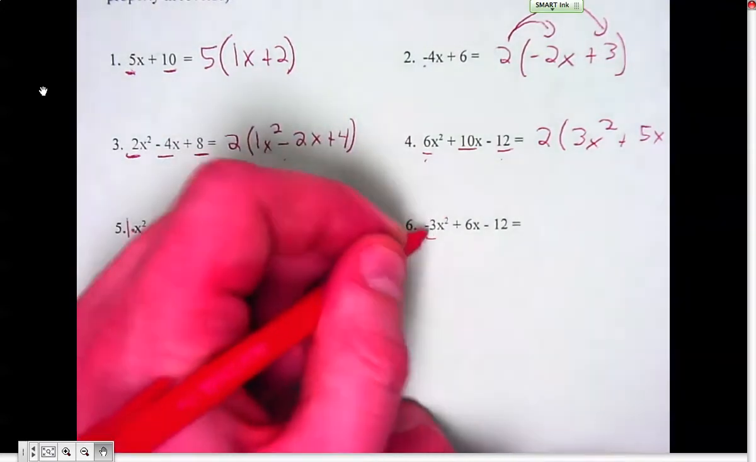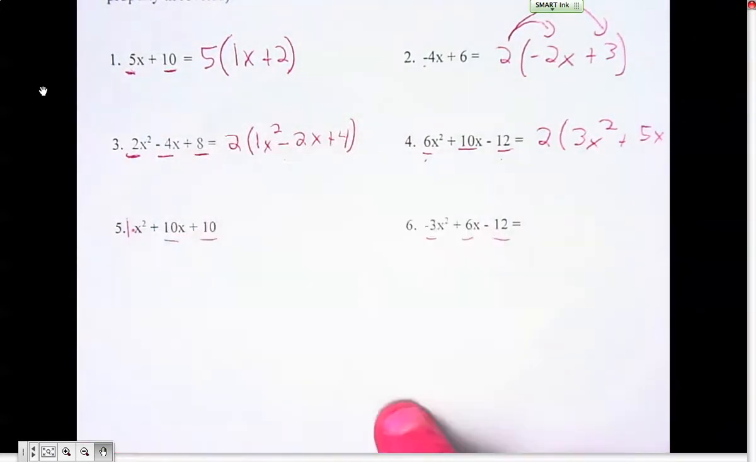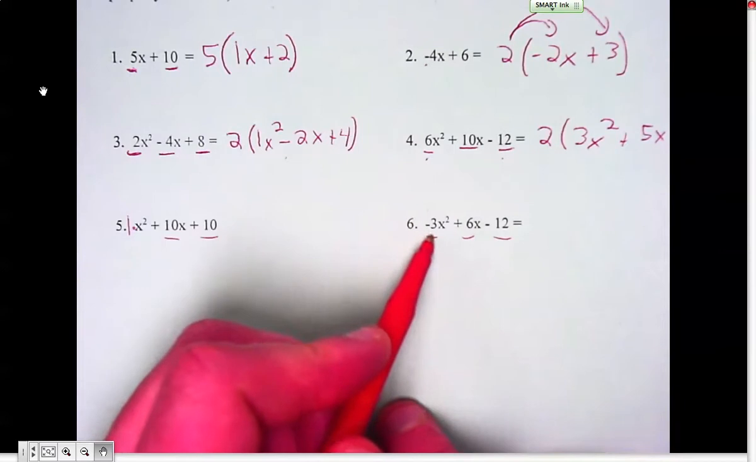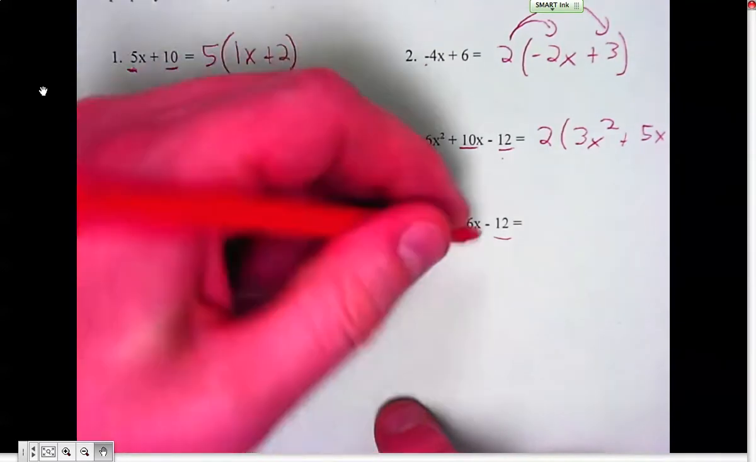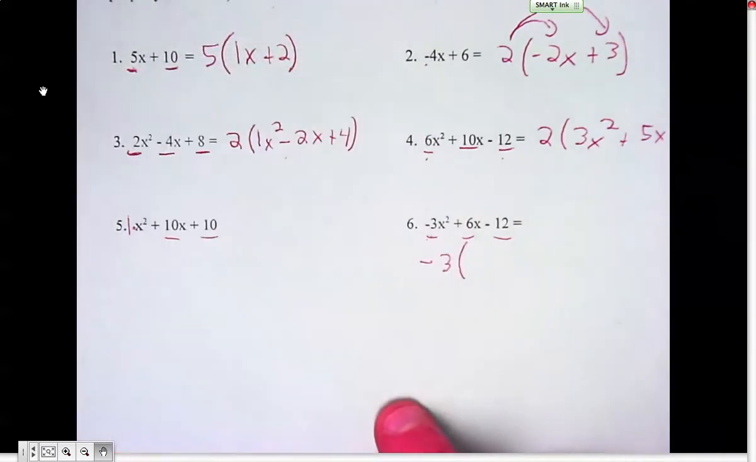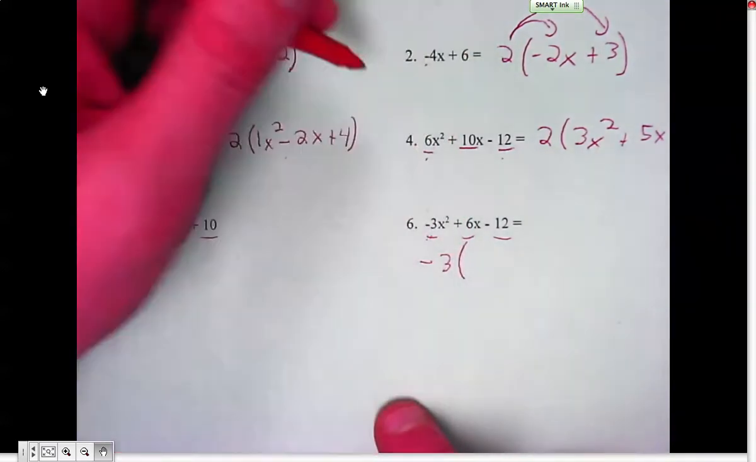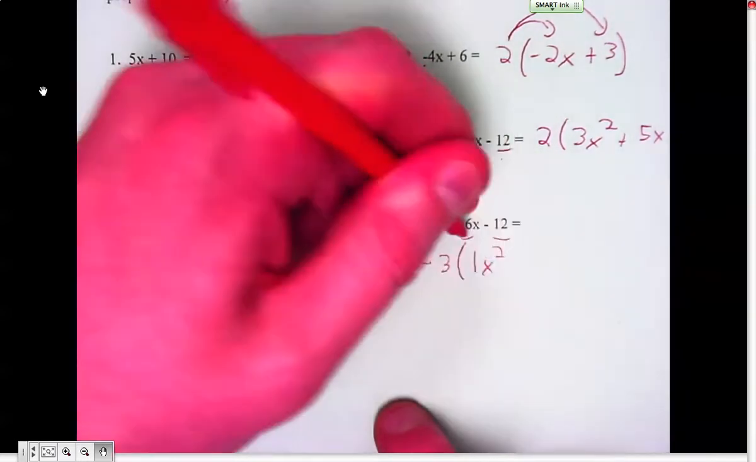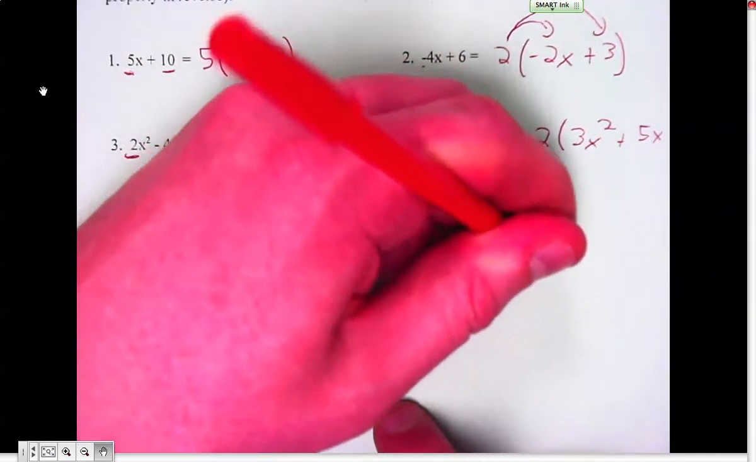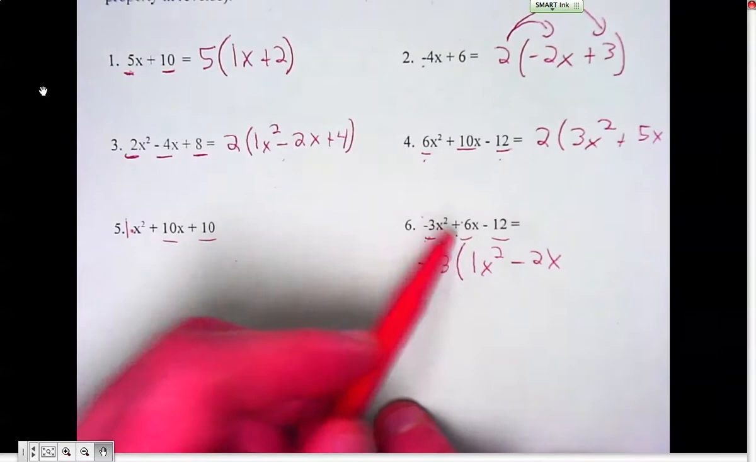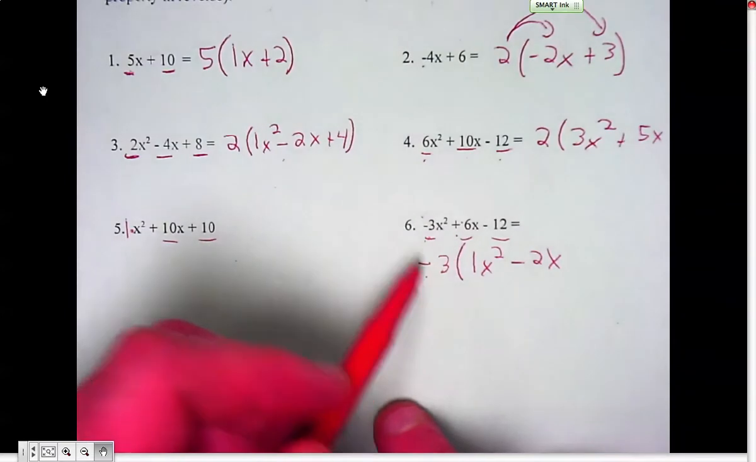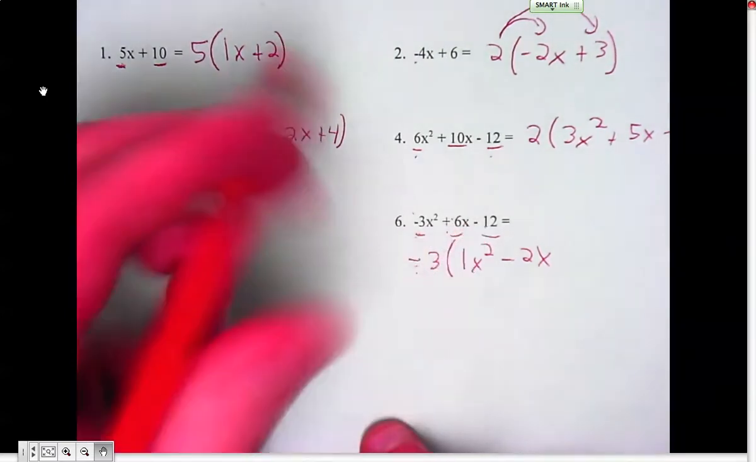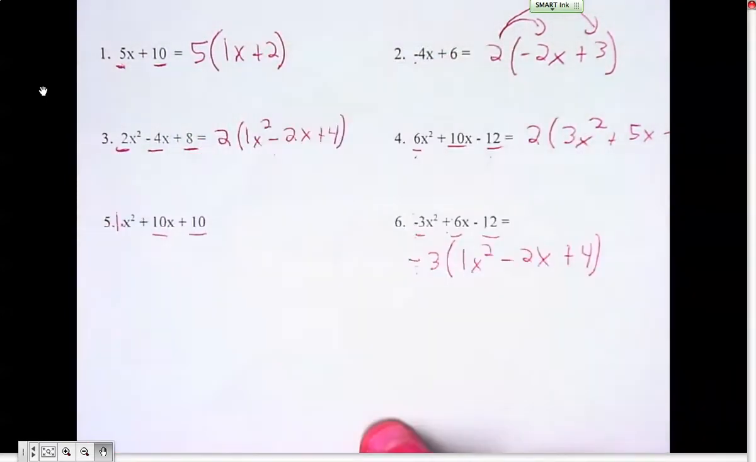Next one, we're looking at a 3, a 6, and a -12. Oftentimes, I didn't do it up above, but oftentimes when we have that negative out in front, we want to take the -3 out, and so when I divide by -3 now, everything's going to change sign. So this is going to be 1x squared. It's going to be -2x, because I took the +6 and divided by -3. And then -12 divided by -3 would be +4.